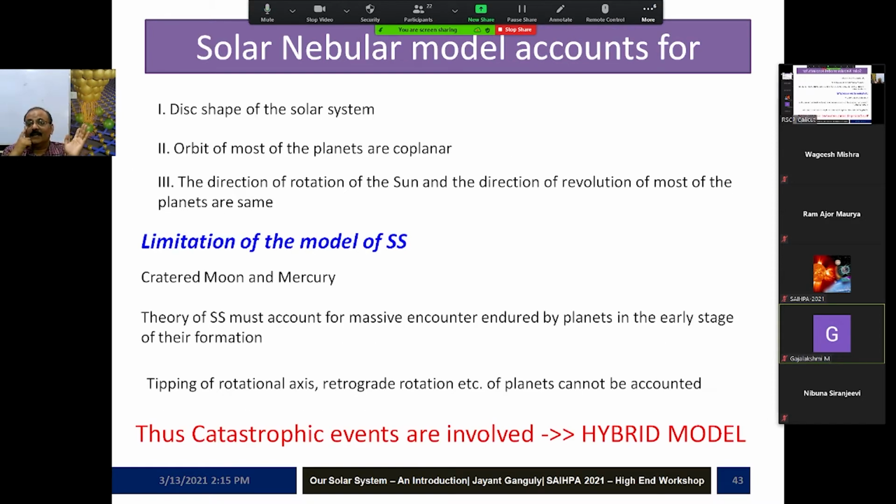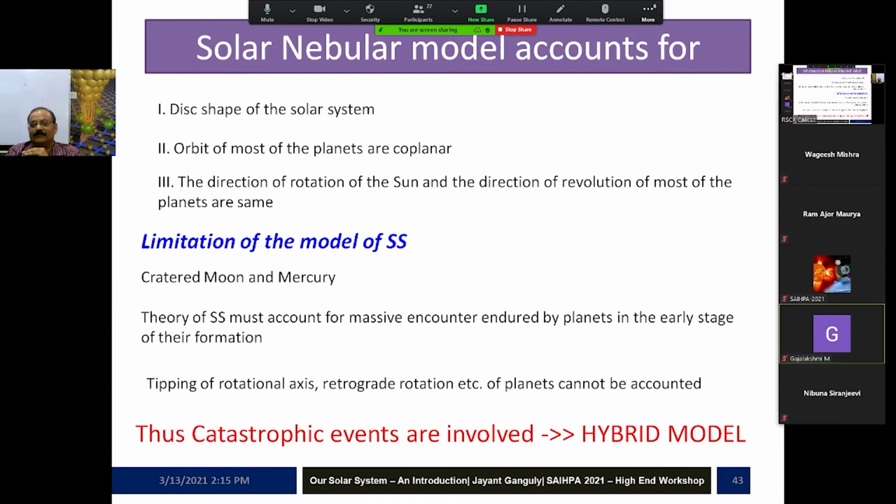But then there are certain things which don't fall into this model outright as the model suggests. What are those things? As we know, the Moon is geologically very different from what our Earth is, and how the Moon came to Earth is one of the questions which is not a direct consequence of this particular theory.